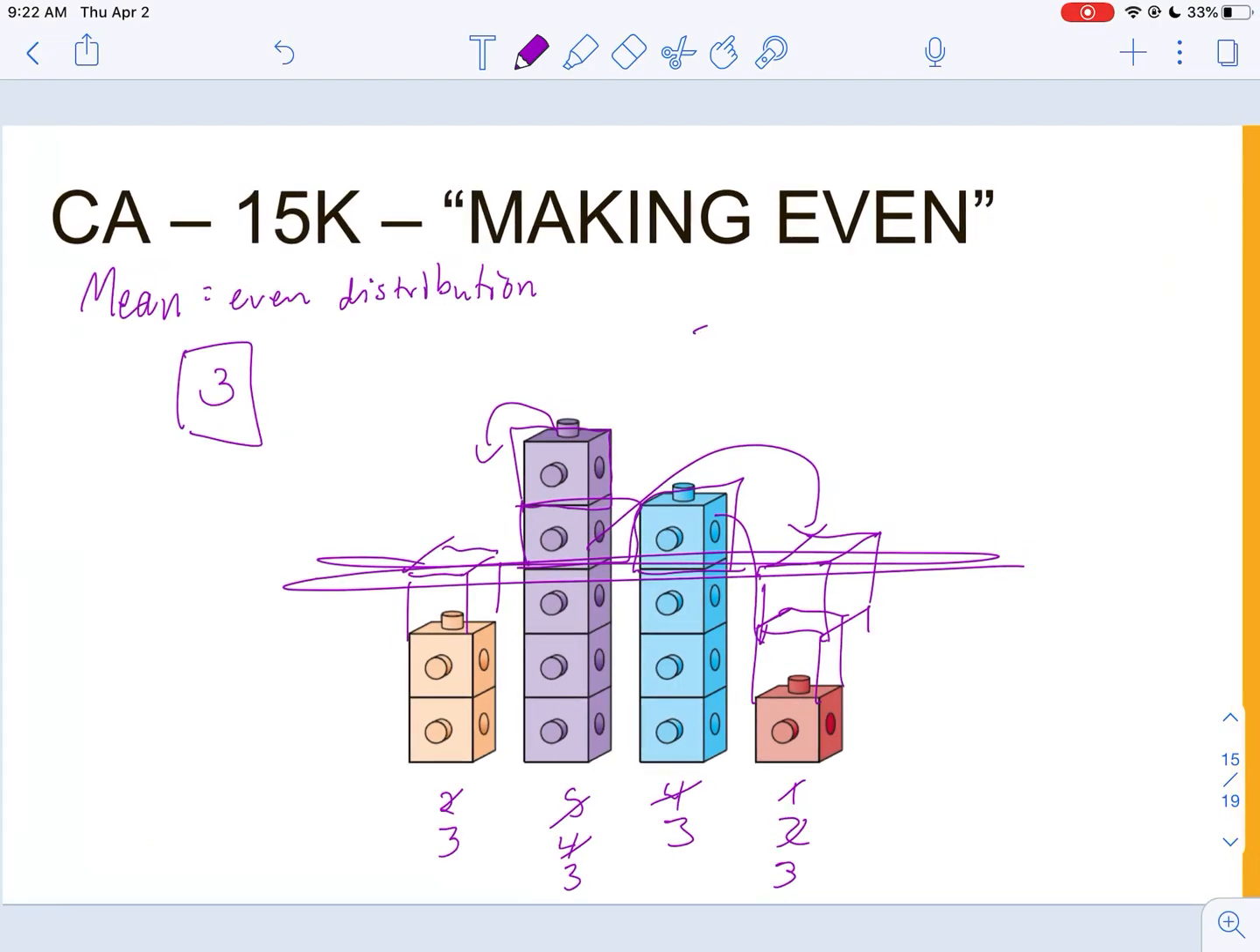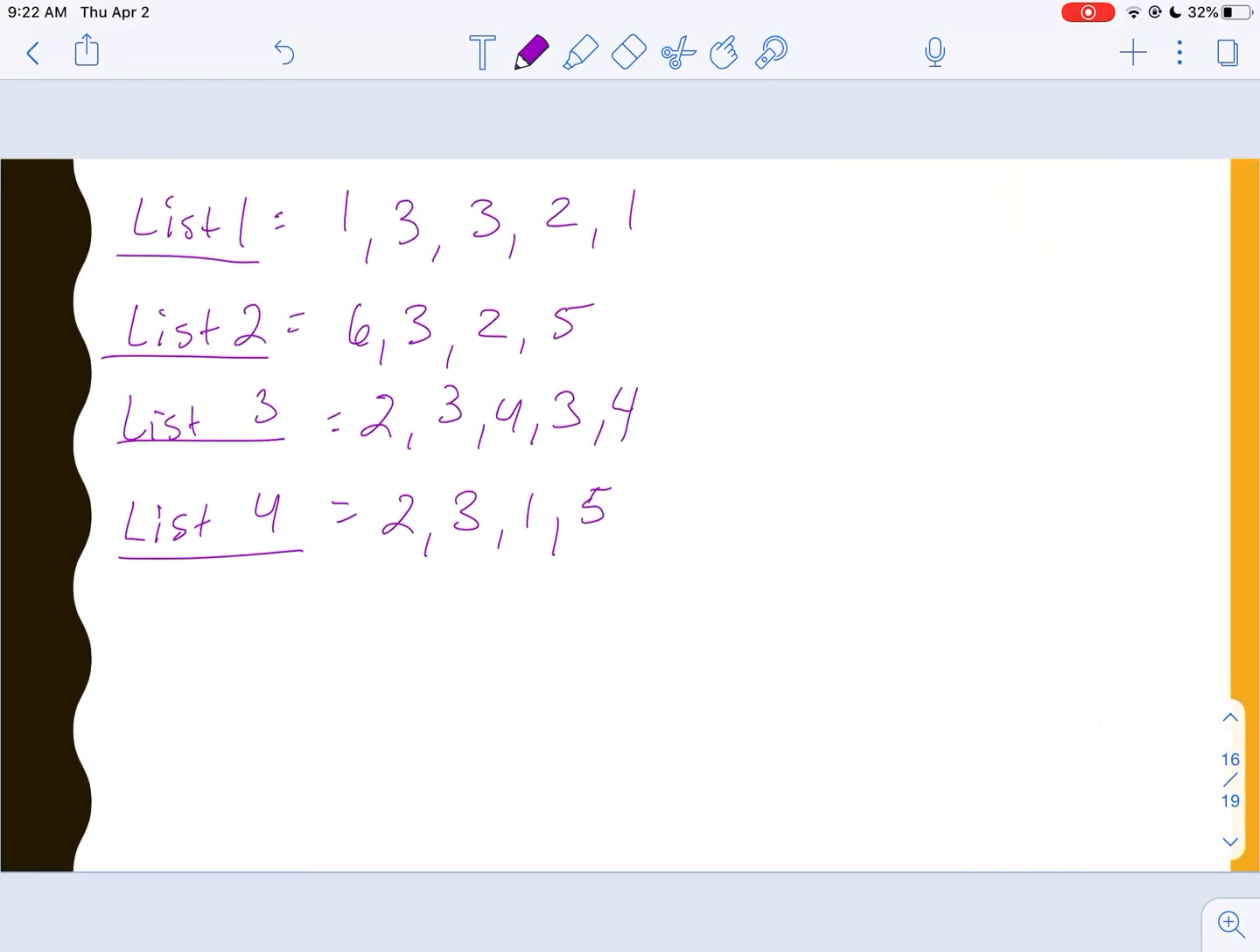We could have taken 2 plus 5 plus 4 plus 1, and that gives us 12. Divide by 4 is 3. This would be the process that is typically taught. All right, let's take a look at the rest of the activity.